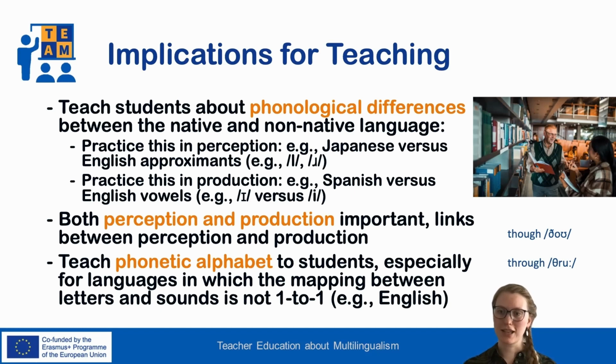So if you see the examples here with though and through, this again shows how English is very opaque, how there is not this one-to-one mapping. So this can help students focus more on the pronunciation and not be so misguided by the letters that don't tell them so much about the pronunciation.